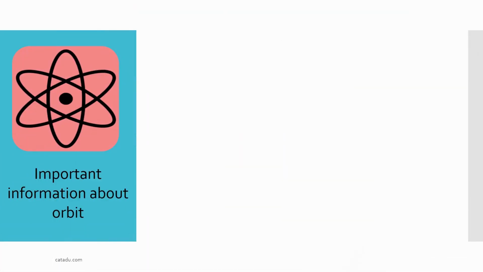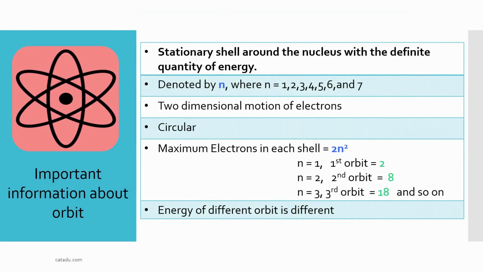Important information about orbit. Stationary shell around the nucleus with a definite quantity of energy, denoted by n, where n is equal to 1 to 7. This is two-dimensional, circular. Maximum number of electrons in each shell: first shell 2, second shell 8, third shell 18, and so on, using the formula 2n square. Energy of different orbits is different.